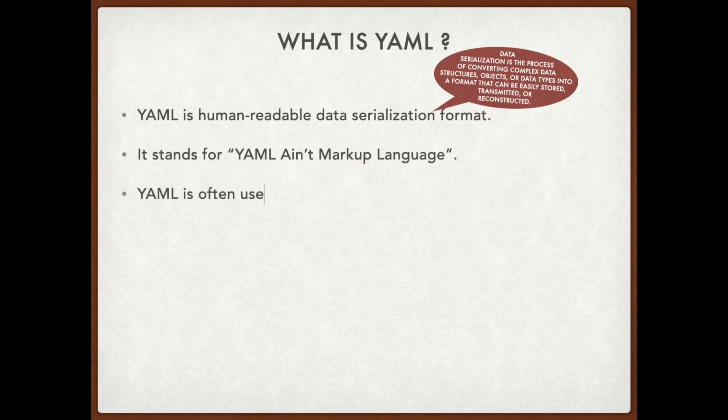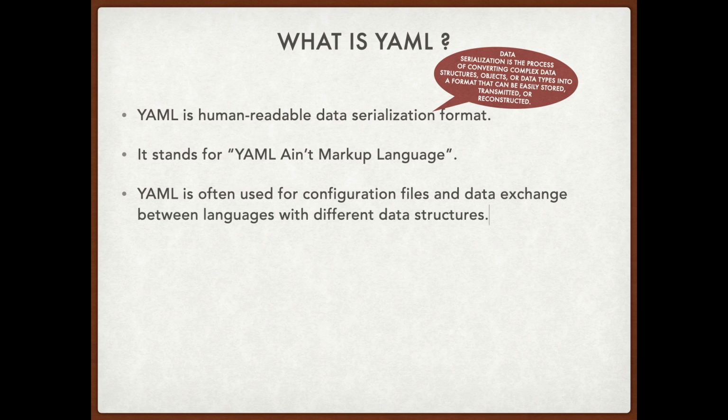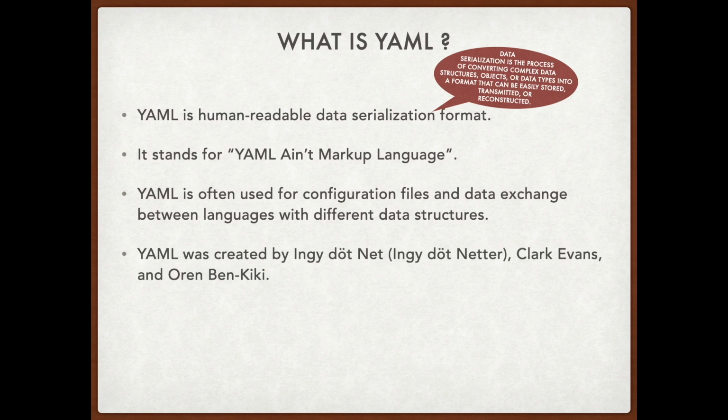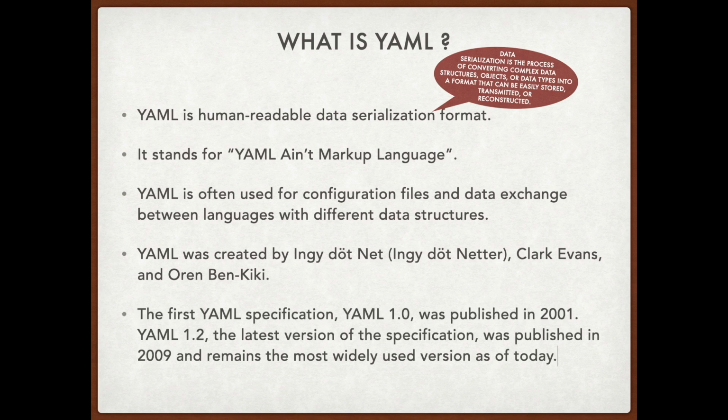YAML is often used for configuration files and data exchange between languages with different data structures. YAML was created by Clark Evans, Ingy döt Net, and Oren Ben-Kiki. The first YAML specification, YAML 1.0, was published in 2001. YAML 1.2, the latest version of the specification, was published in 2009 and remains the most widely used version as of today.